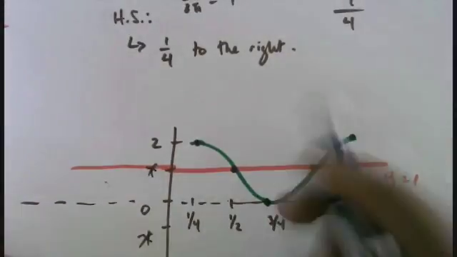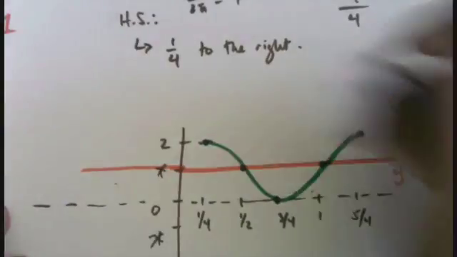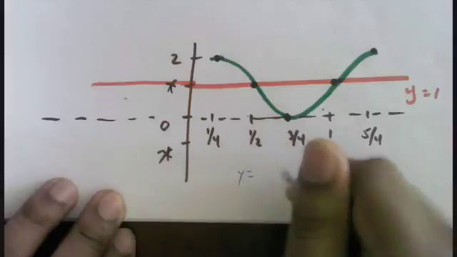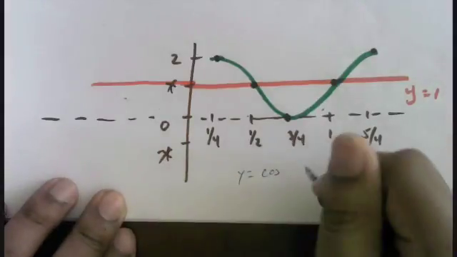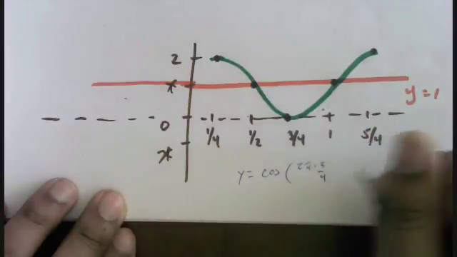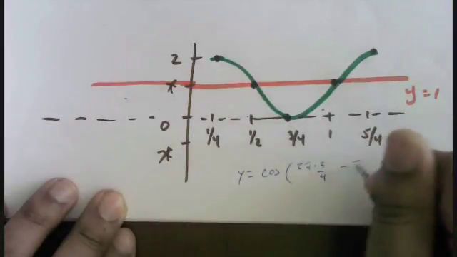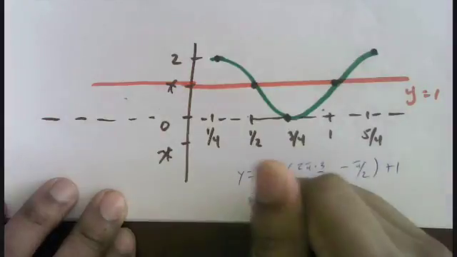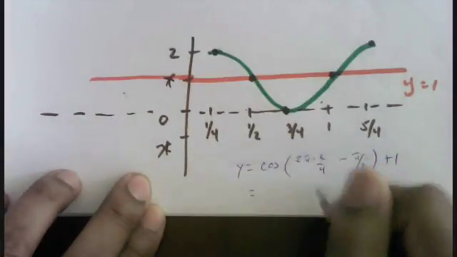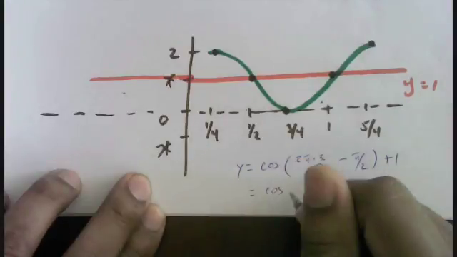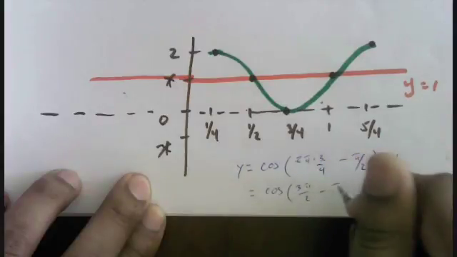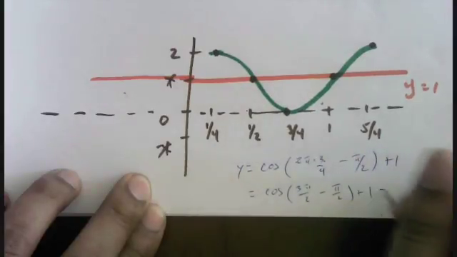So I'll take 3/4, and I'm going to do y equals cosine of 2 pi times 3 over 4, because that's what I'm plugging in for x. I'm expecting a 0 out, so let's see what I get. I hope I get a 0, or else I'm going to have to redo this part. I get 6 pi over 4. I get a cosine of 6 pi over 4, which is really going to be 3 pi over 2, minus a pi over 2, plus 1.